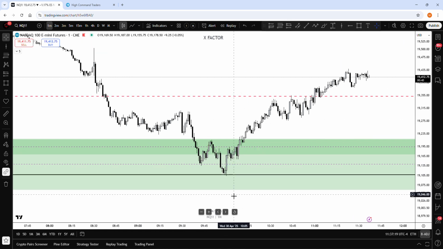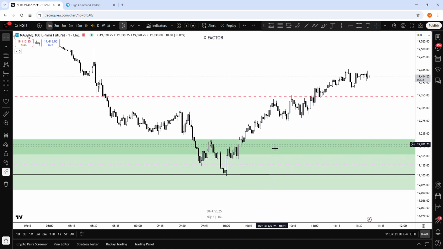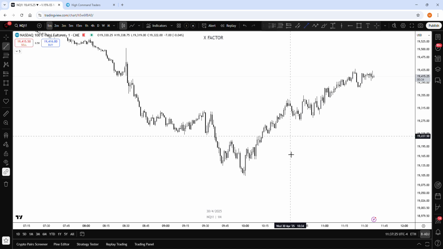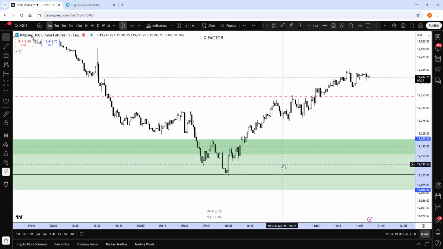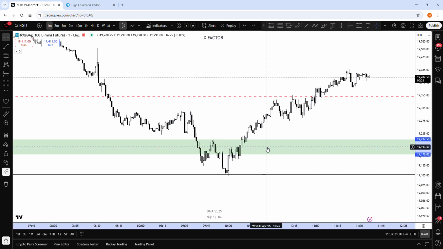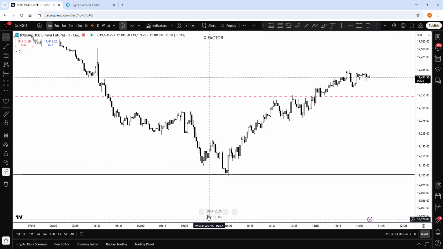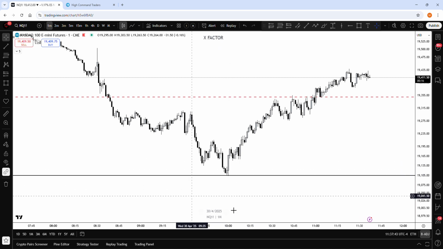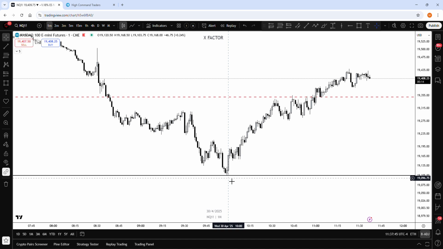Turtle soup. Let me get rid of these drawings here. So you have your 9 a.m. low is right here. Right? This 1 minute candle just takes it out very quickly. Now we are in an H4 fair value gap, so these reactions can happen very quickly. It doesn't necessarily have to dip through there.